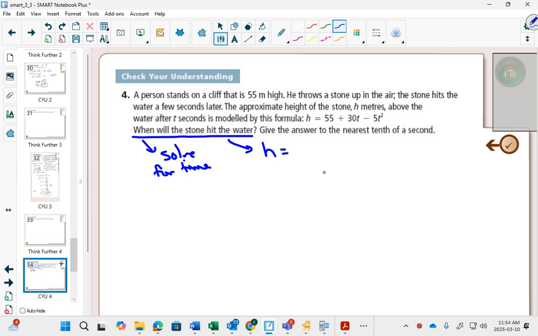You start 55 meters up, you throw it, it hits the water. What is the height of the stone when it hits the water? At 0. You're starting 55 meters up, and the stone goes down 55 meters to hit the water. The height of the stone would be at 0. With that in mind, we can set up our equation. We plug in 0 for h.